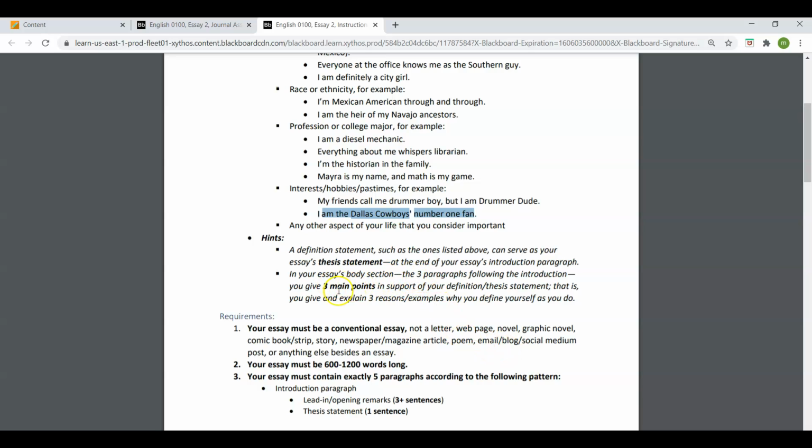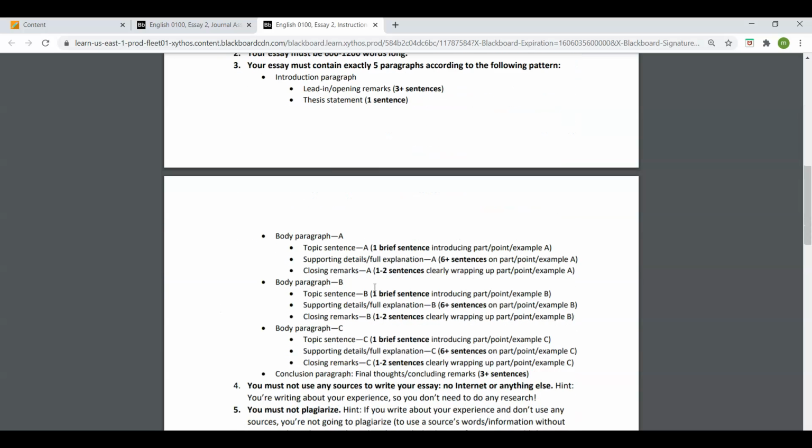So that is a Dallas Cowboys fan in one way. So that's main point number one, or main point A, right? Because it's A, B, and C. Main point number two, another way that shows that this person is the number one fan of the Dallas Cowboys. And then the third main point that shows that this person is the Dallas Cowboys' number one fan. And of course, that turns into these body paragraphs, right?